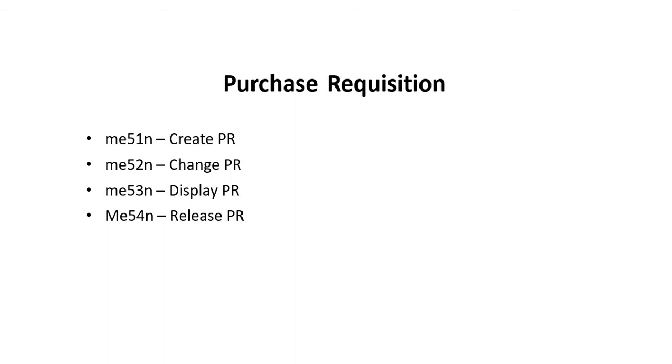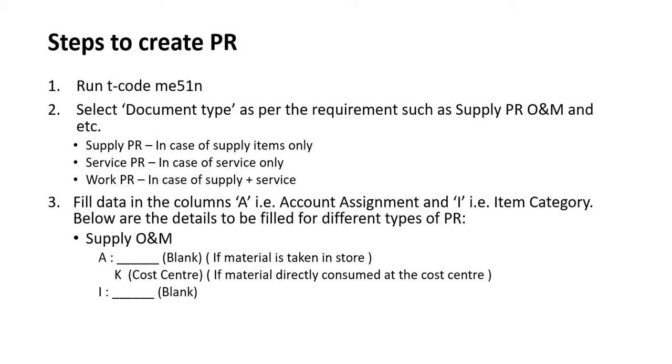The T codes used for purchase requisition as well as NIT and tender approval are ME51N for creation of PR, ME52N for change of PR, ME53N for display of PR, and ME54N for release of PR. The T code for creation of PR is ME51N.